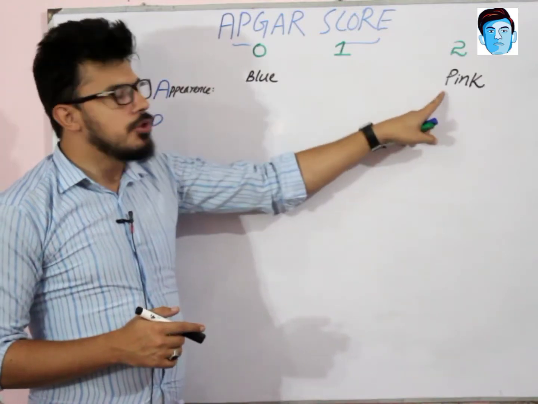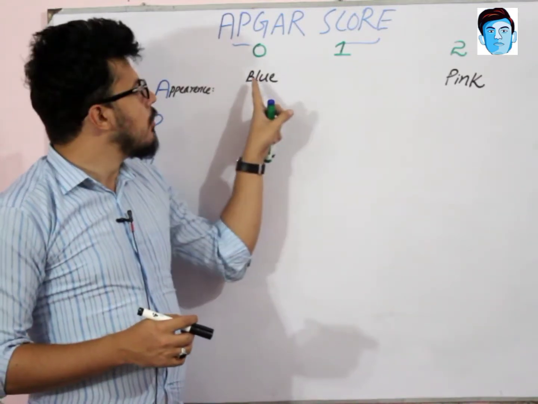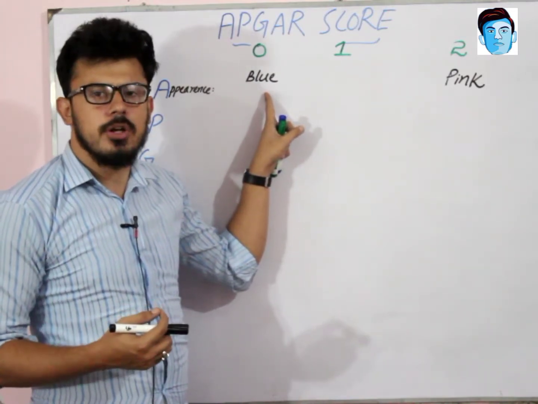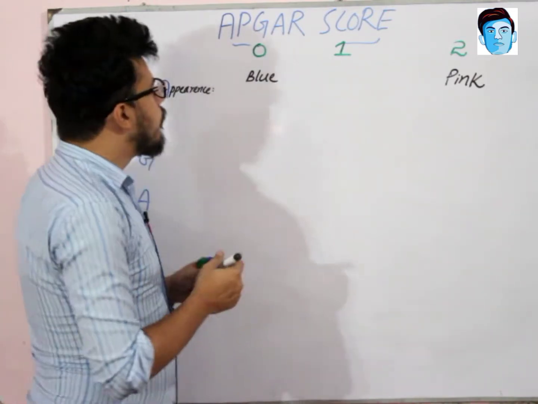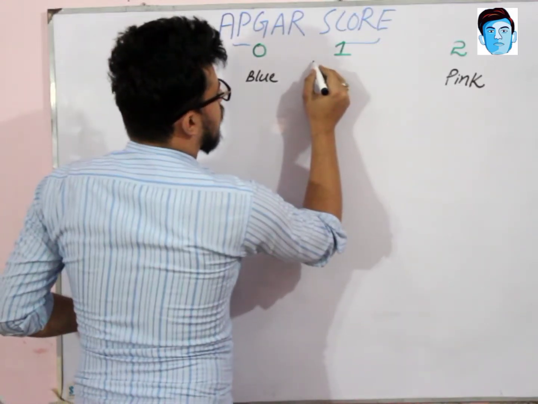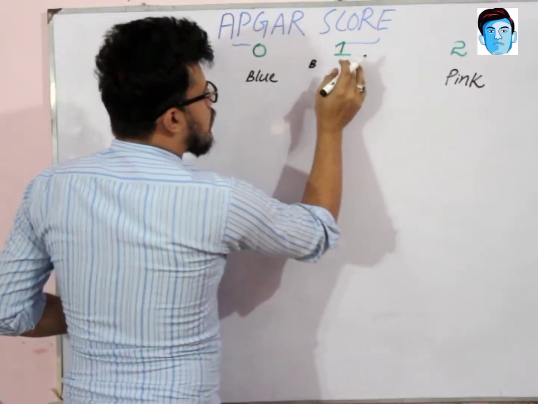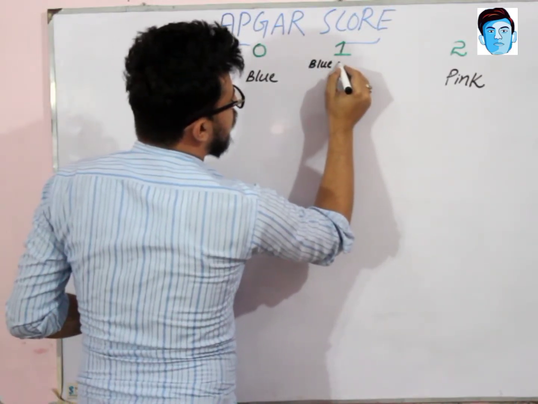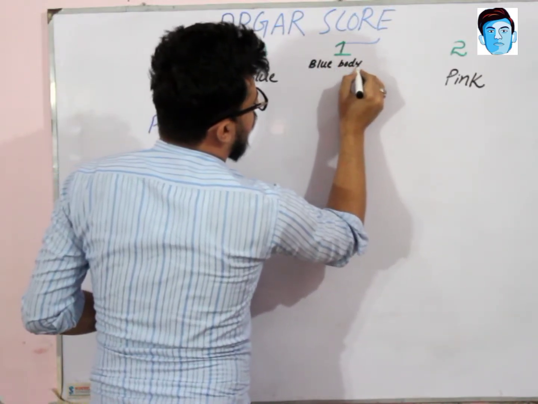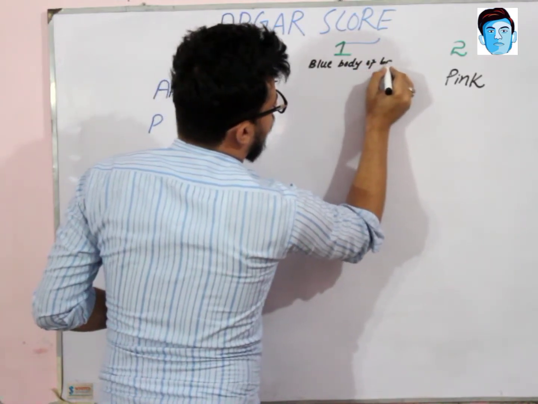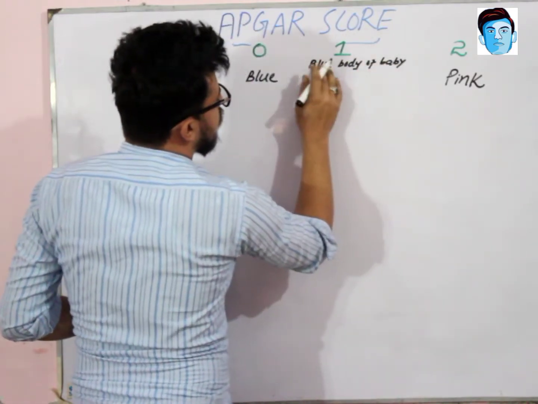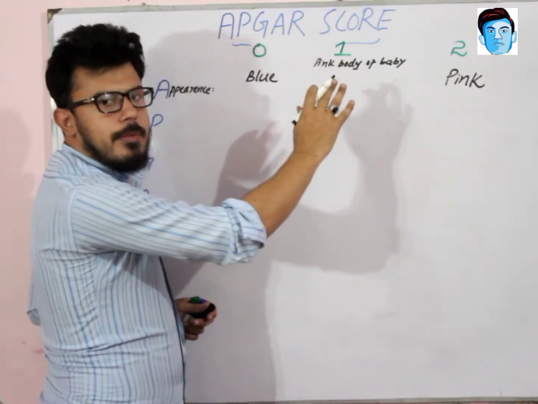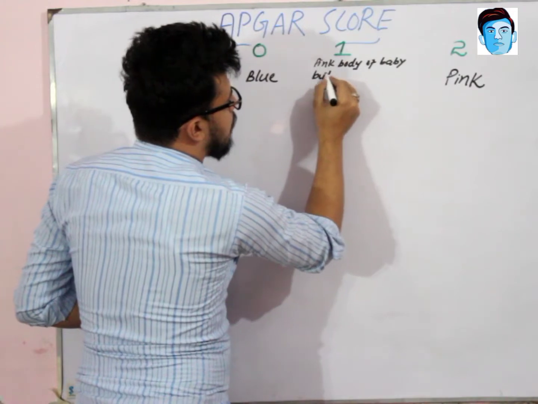So pink will show us a good condition of a child, blue skin of baby will show us a bad condition of a child. So let's say if we have a baby where the body is pink, but the extremities are blue.